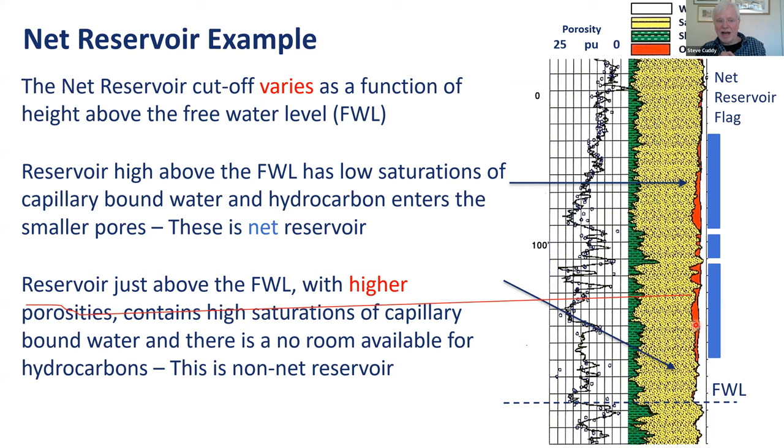So what this plot shows us is that here, high up above the reservoir, at this porosity, we have got hydrocarbon in the rock and it is therefore net. Whereas just above the free water level, we've got the same kind of porosities, but the formation is fully water saturated. So the net cutoff depends upon the height above the free water.